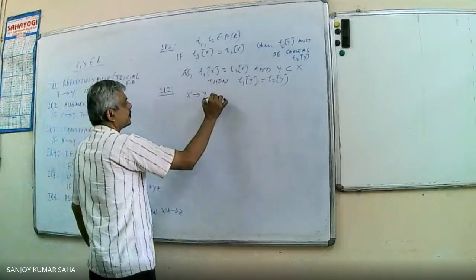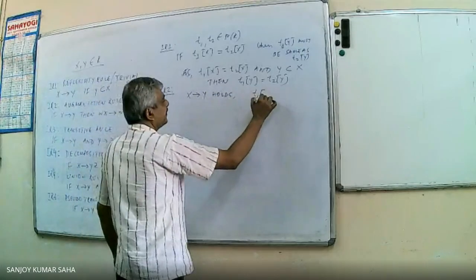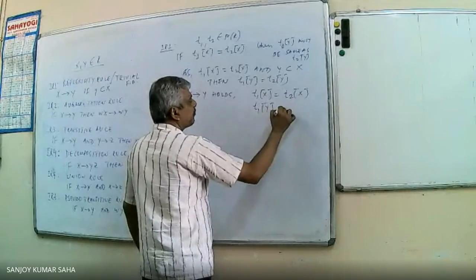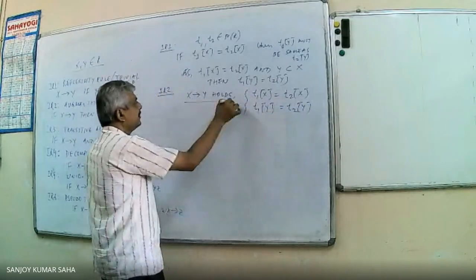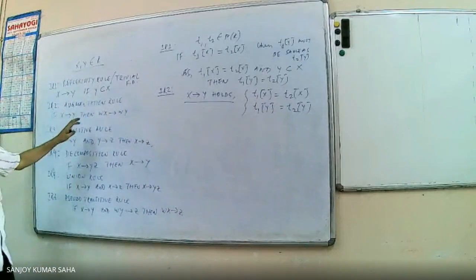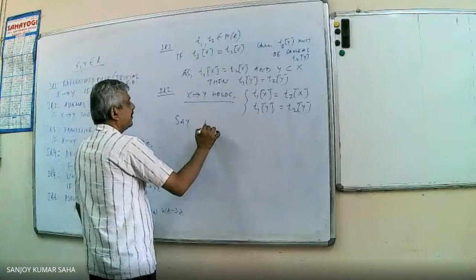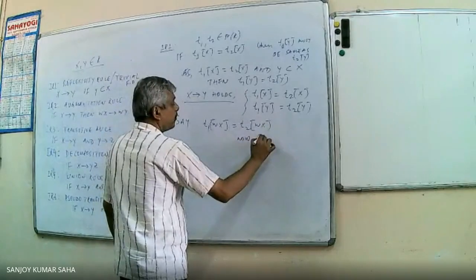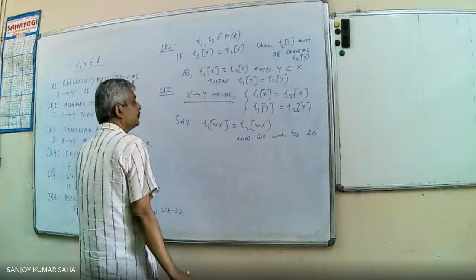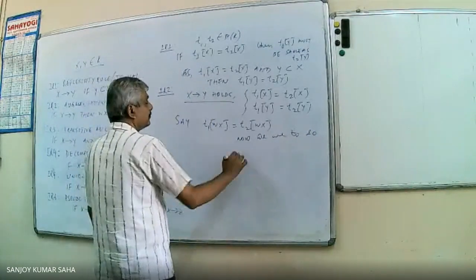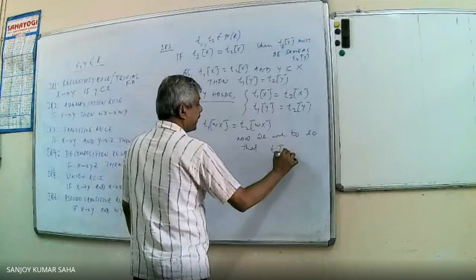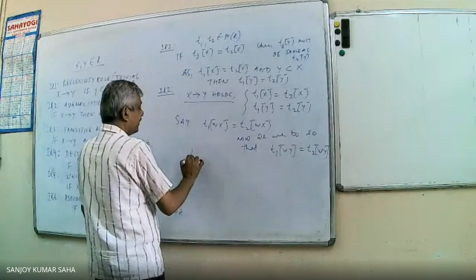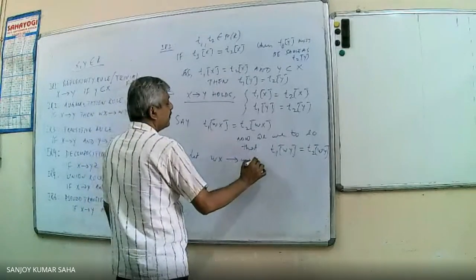Say X implies Y holds. So we can have tuples on which T1 X equals T2 X and T1 Y equals T2 Y. This is because X implies Y holds. Now, say T1 WX equals T2 WX. Now we have to show that T1 WY equals T2 WY. We go by contradiction. Let it not hold.